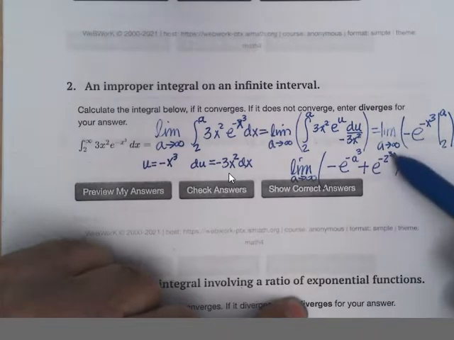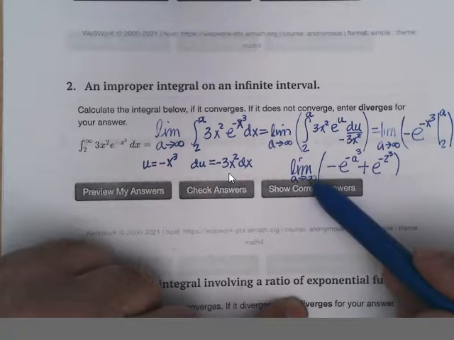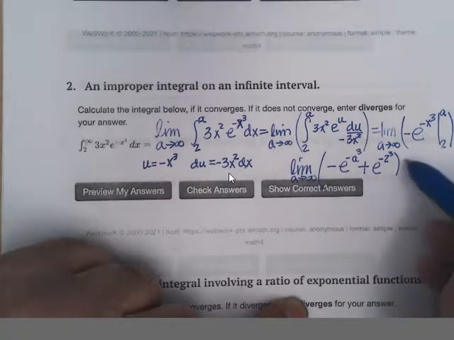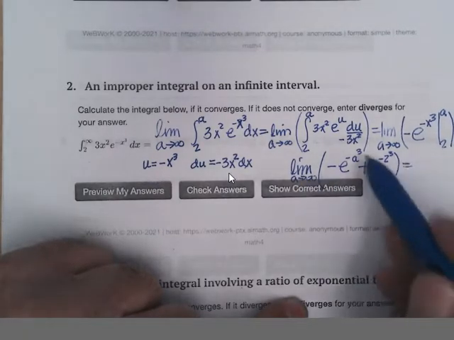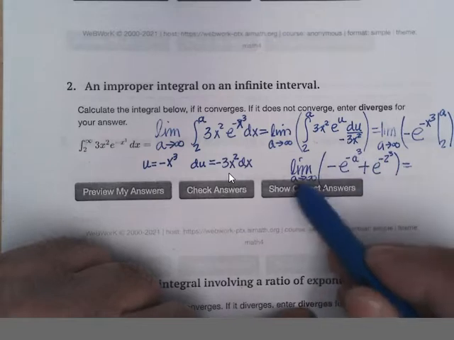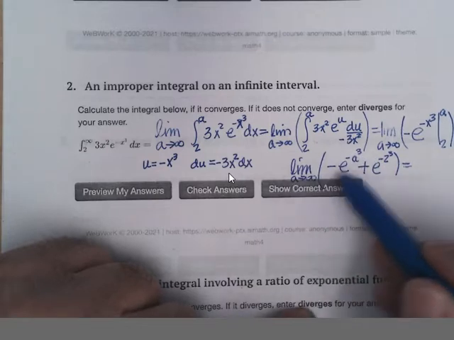This is just a constant. It's not affected by a going to infinity. I am now working on this limit. That's a constant, so that's not a problem. But what happens with this as a gets really large?